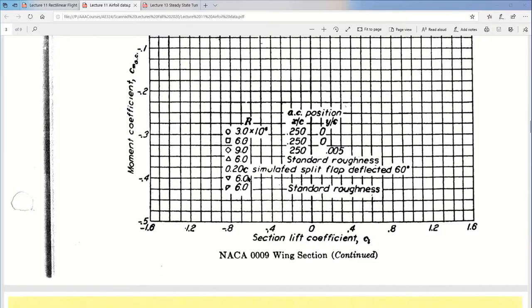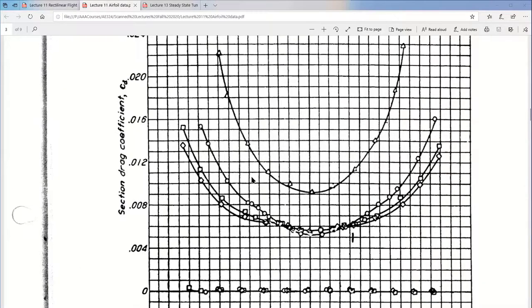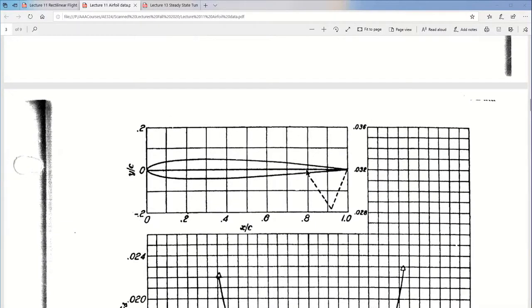And then these two down here are for a simulated split flap. I'll show you a picture at the top. So upside down triangles are for a split flap. So if there's no flap deflected, you use the top ones. If there is a flap, you use the bottom two. And the picture of the flap is up here. It's this thing down like that. So for the flap not deflected, it's backward. For the flap deflected, this thing is pointed down.